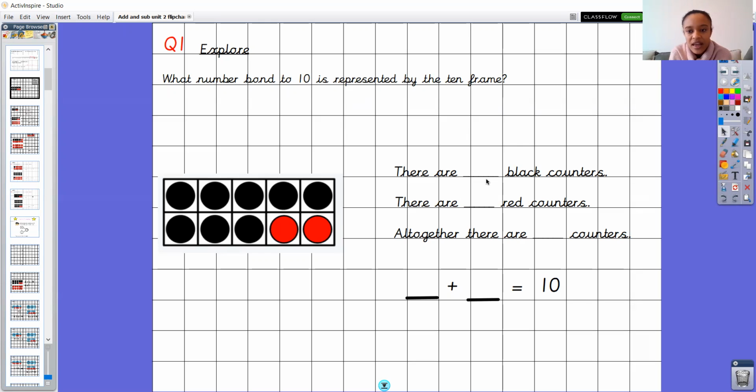There are something black counters. There are something red counters. Altogether, there are something counters. Something add something equals 10.